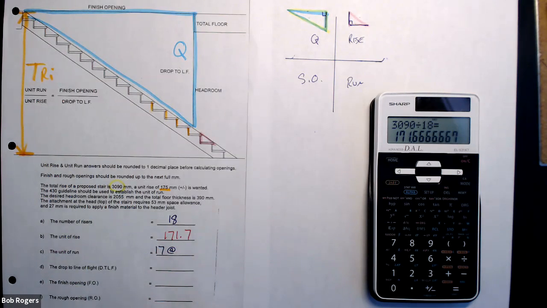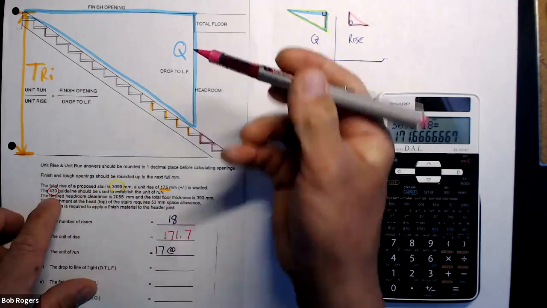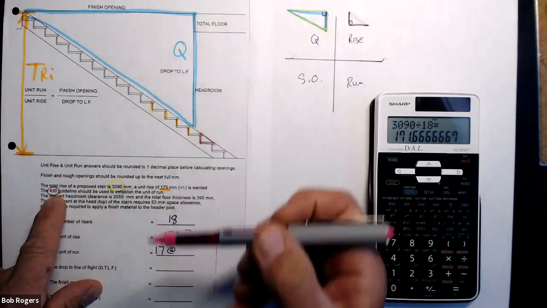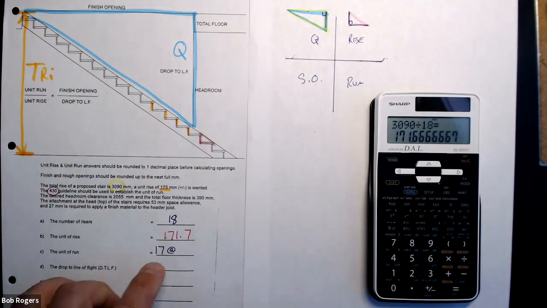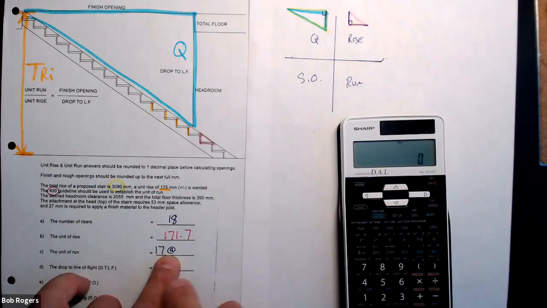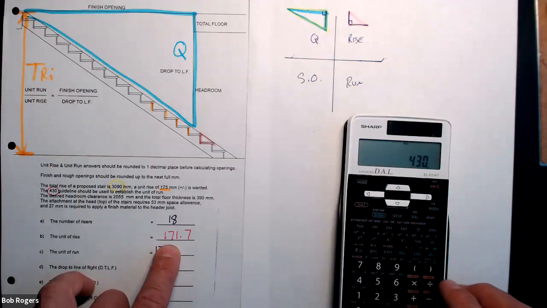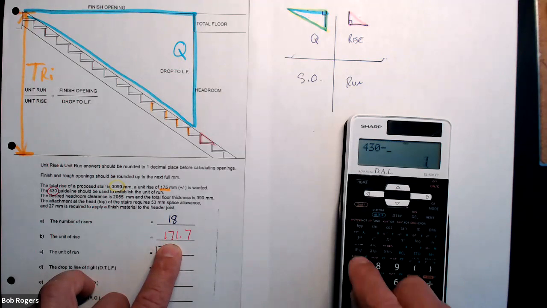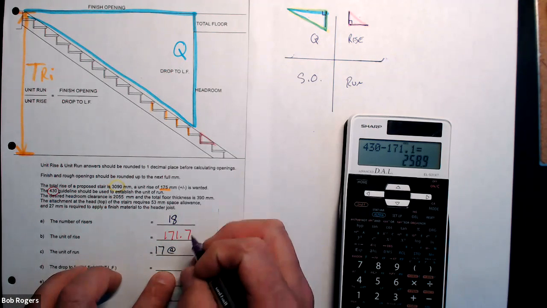Okay, perfect. Now, in order to calculate the unit run, in this particular case, we're using the 430 guide. So this is our rule. If we're given a rule, we use it. And the rule 430 is the unit rise and the unit run together equal 430. So we can simply take 430, subtract our unit rise, our true rise per step of 171.1, and then we get our unit run. In this case, it is 258.9.